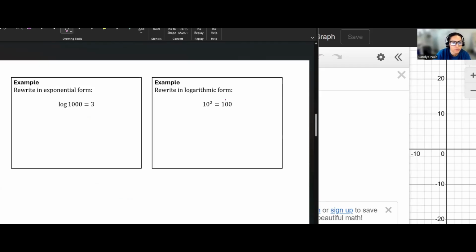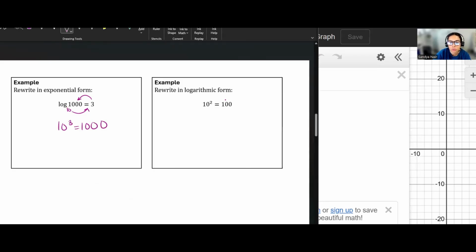So let's practice now rewriting in exponential form and logarithmic form. If we have the log of 1000 equals 3, remember that means the base is 10. So I can draw in my arrows, and that's going to be now 10 to the third is equal to 1000. We can also go the other direction, rewrite in logarithmic form.